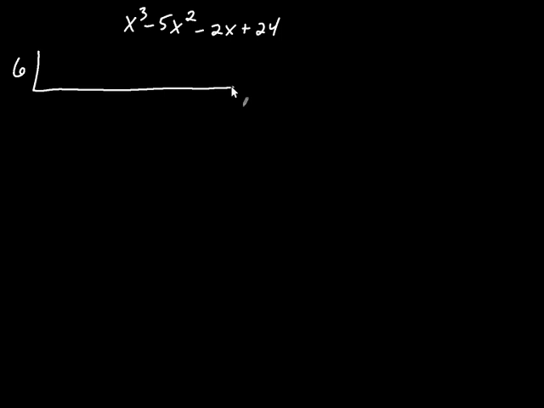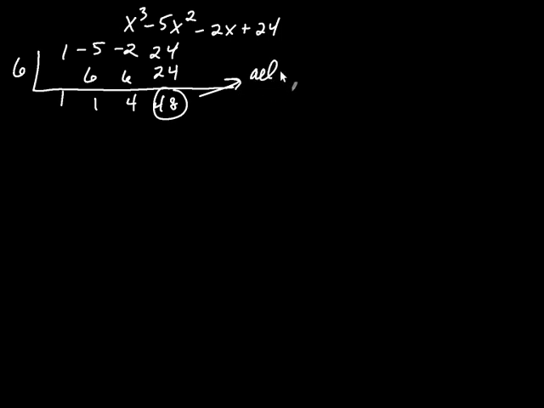So let's go ahead and test it. We have 1, -5, -2, and 24, and we get 1, 6, 1, 6, 4, 24, and I get 48. Okay, the remainder is not 0, but notice that these are all positive, right? So these all have the same sign. And what that tells us is that 6 is an upper bound.